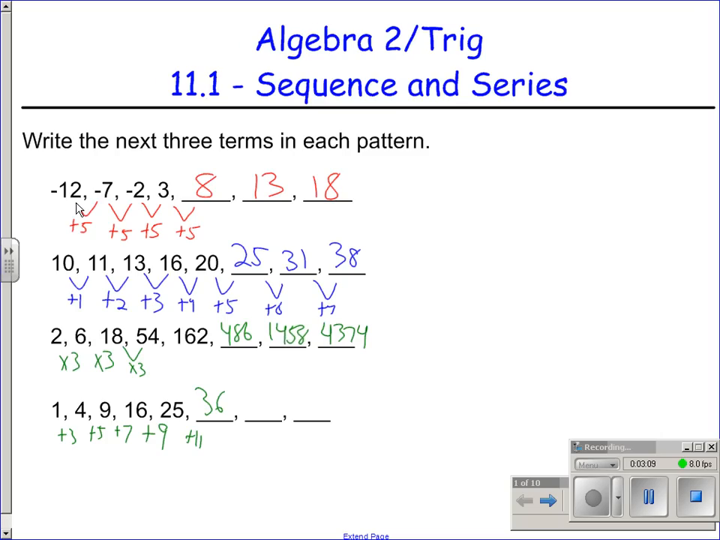1, 4, 9, 16, 25. These numbers should look familiar. What you have is 1 squared, 2 squared, 3 squared, 4 squared, 5 squared. 36 is 6 squared. 7 squared is 49. 8 squared, 64. Okay, plus 13, plus 15 still works. Different pattern, but the same numbers in the sequence.